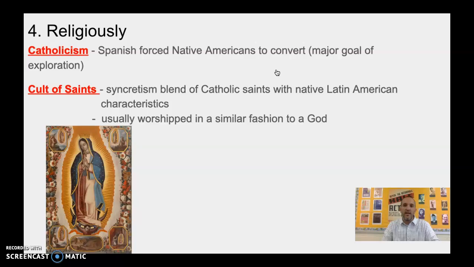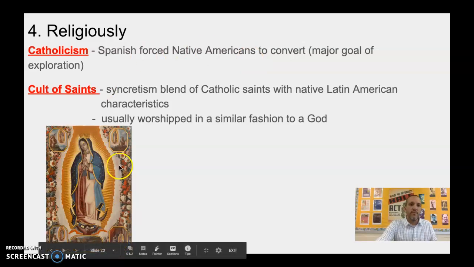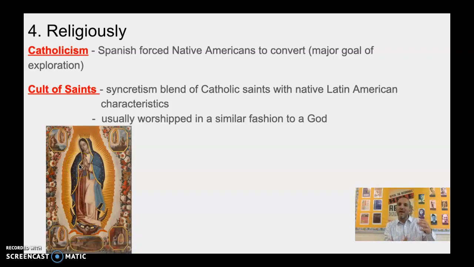In this case, we're going to see Catholic saints blended with Latin American characteristics. They're usually going to be worshipped in a similar fashion to God. If you go to Latin American countries, you can see this in, for example, candles that are burned with pictures of, say, the Virgin Mary. But if you look at this closely, there's very much Latin American characteristics and imagery to this. That is this cult of saints, where, for example, you might burn a candle with the Virgin Mary on it, or some other saint, in order to specifically pray, which is a little less common in Europe, and we're going to see that much more in Latin America.